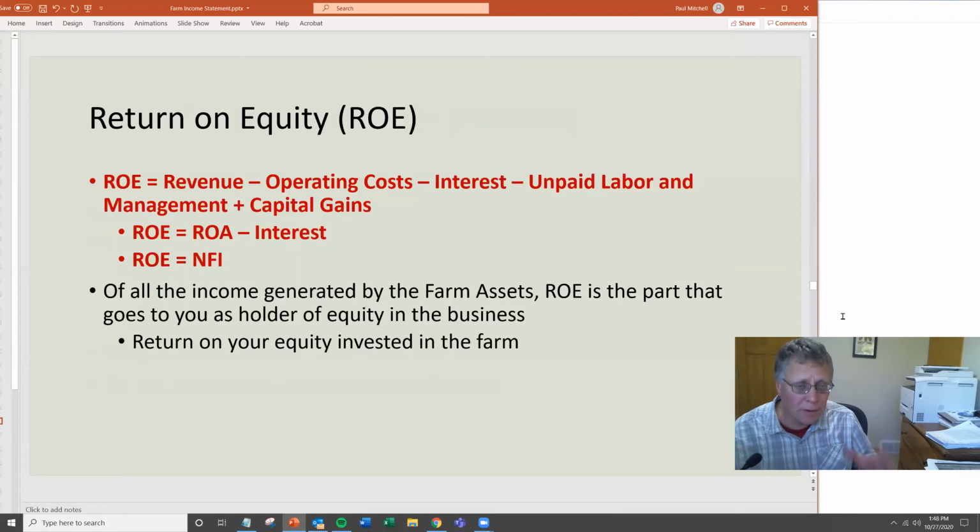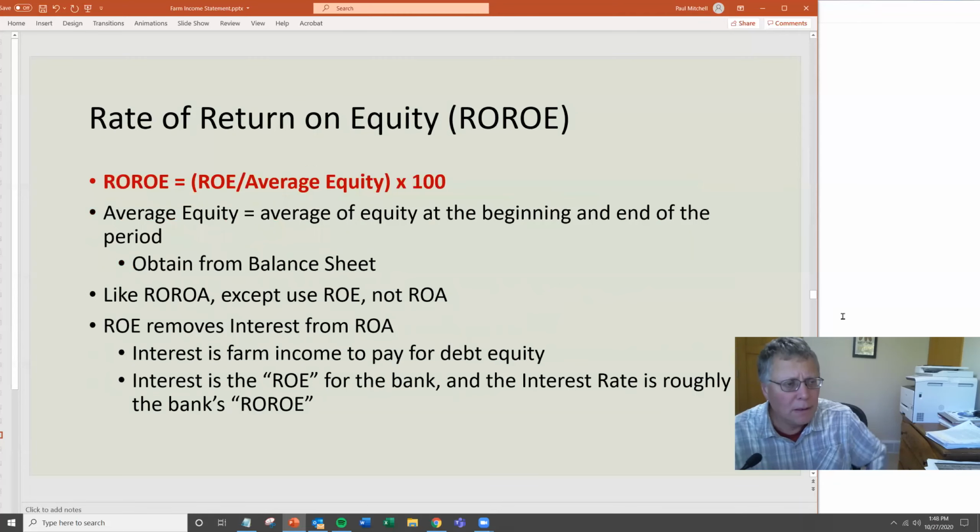So you have a farm worth $1 million, you own 75% of it. What's your return on that 75%? Here, $750,000. Then you can calculate the return on that, and then next thing will be to do the rate. So what's the rate of return on equity? It's the return on equity divided by the average equity. Again, I use the average from the beginning and ending, just in case there's a rapid increase or decrease in equity due to asset price changes or other issues.